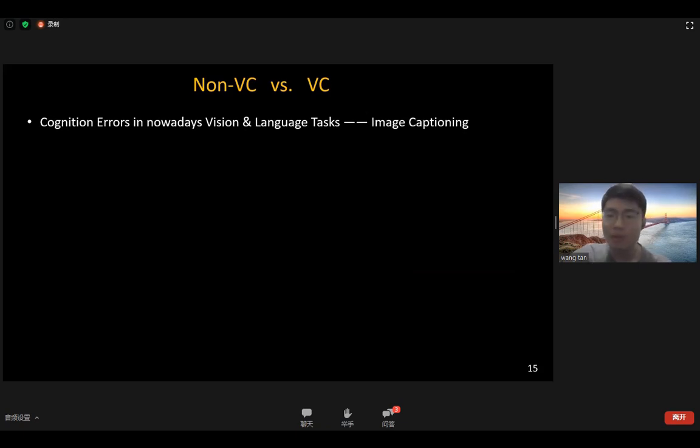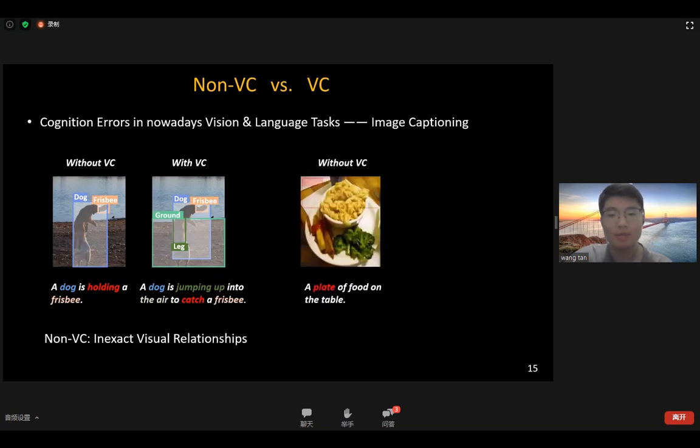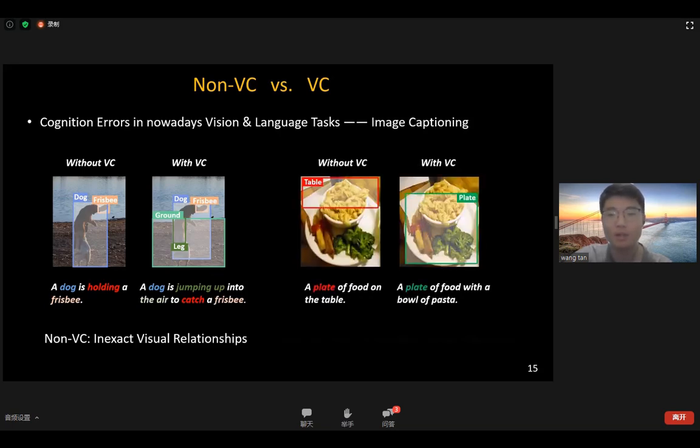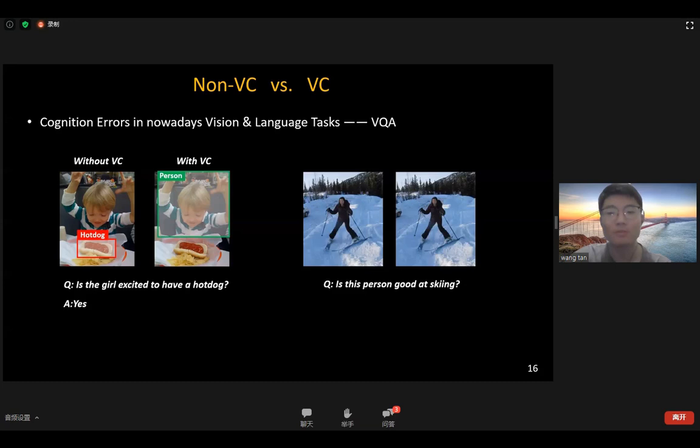However, visual common sense learning, especially sense-making, is still far from resolved. We can find many cognitive errors due to the lack of common sense. For example, in the image captioning task, the machine fails to describe the exact visual relationships, or generates the correct caption but the underlying visual attention is not reasonable. In VQA, we can also observe a similar problem. Without visual common sense, the model usually attends to the incorrect object, even when it gives the right answer.